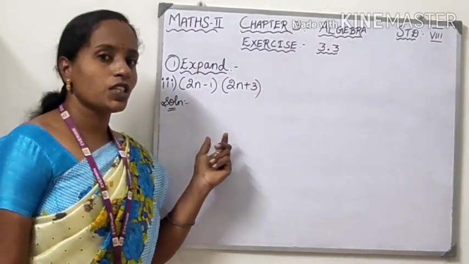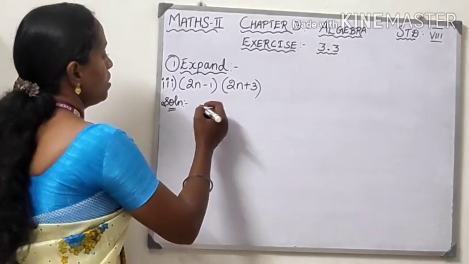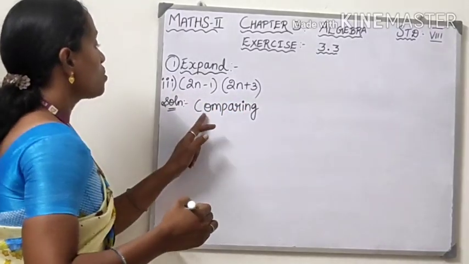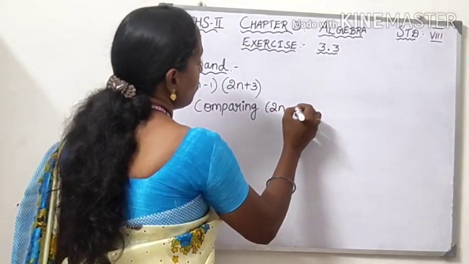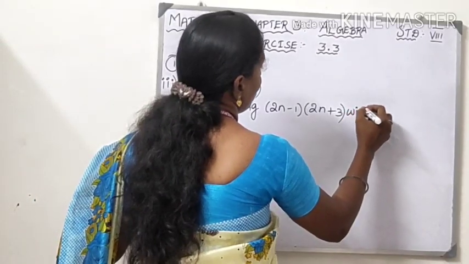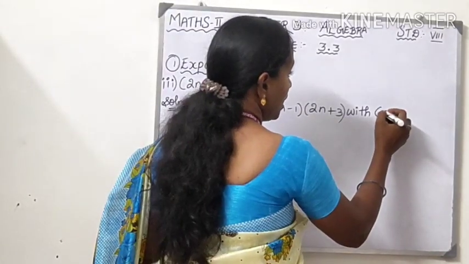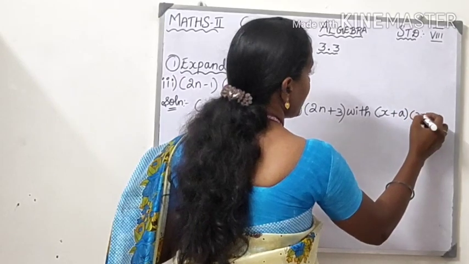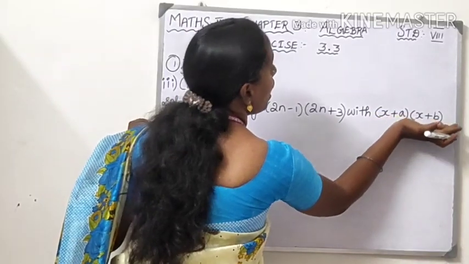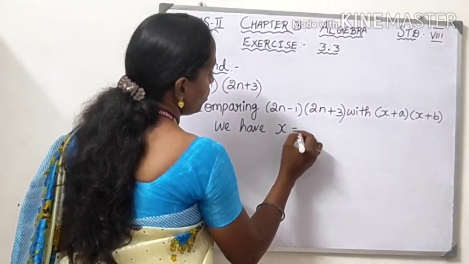Here we have the third subdivision. In the first question, expand 2n minus 1 and 2n plus 3. So first we are going to compare our question with the identity. So comparing 2n minus 1, 2n plus 3 with, any guess you have what identity we are going to use here? Yes, we are going to use the identity x plus a and x plus b. So now compare our question with this x plus a and x plus b, so that we will get the value of x. What is the value of x?